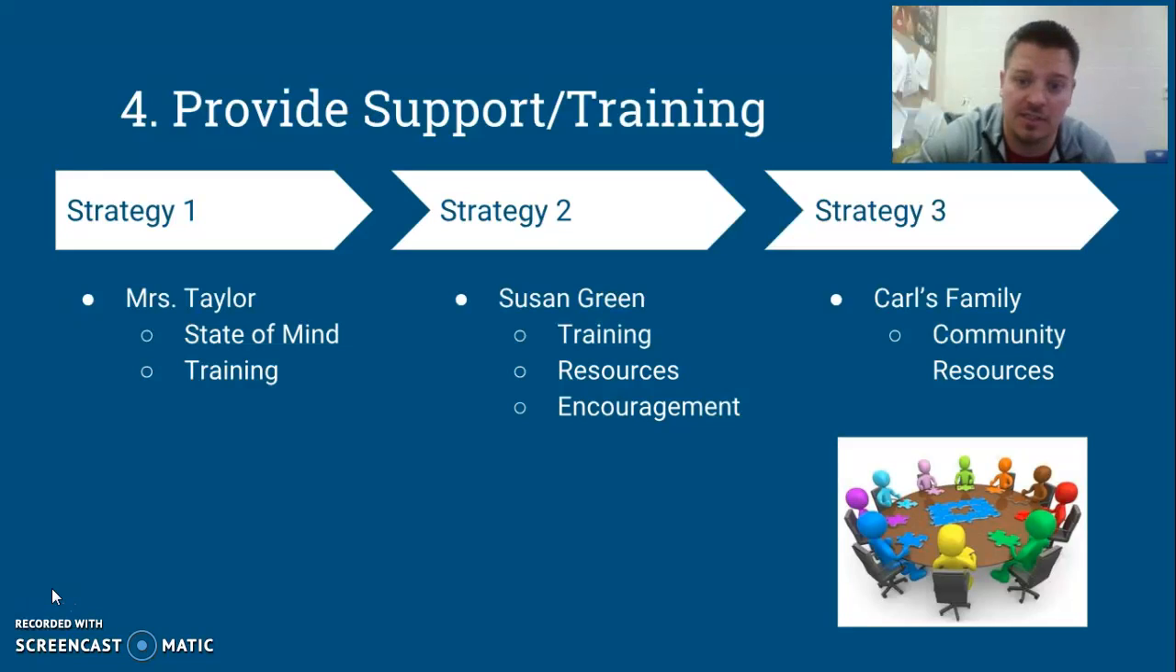Then the last would be to provide support and training. So for Miss Taylor, just have a discussion with her about her state of mind, how things are going. She's a first-year teacher. What can I do to help you? And just provide that support so that she feels comfortable. Sometimes in your first year of teaching, you get an experience like this, and it can really affect her well-being. And then also provide her with any training, maybe some ways to de-escalate a situation when something like this happens.